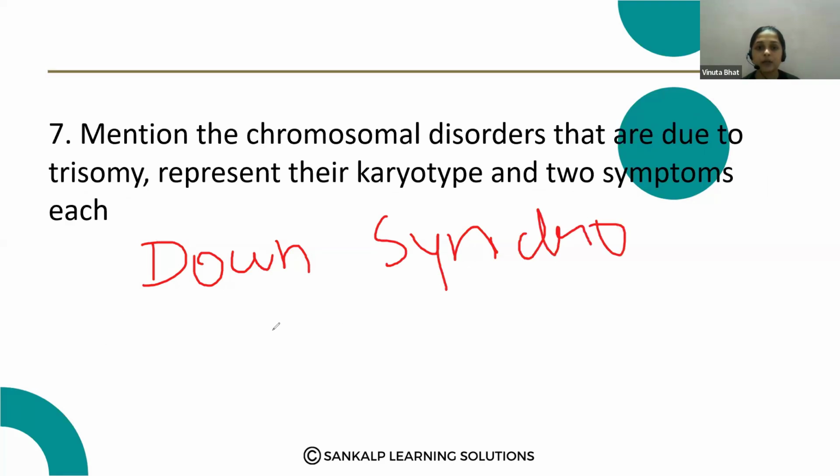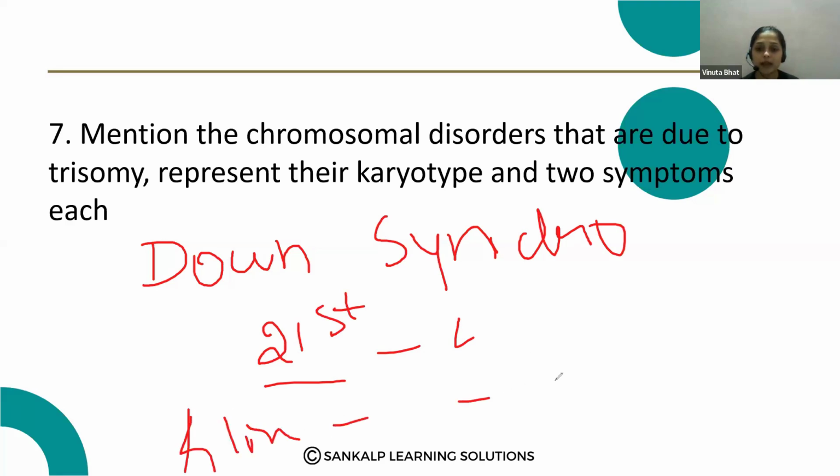That is having the 21st chromosome trisomy, and Klinefelter syndrome, that is due to the trisomy of the sex chromosome, that is XXY chromosome. So the trisomy of these chromosomes. So what are the characteristics of these diseases?